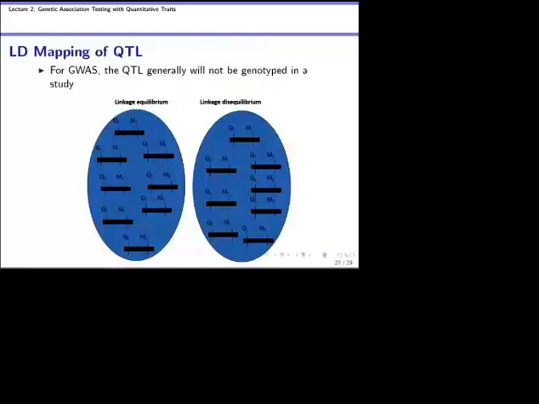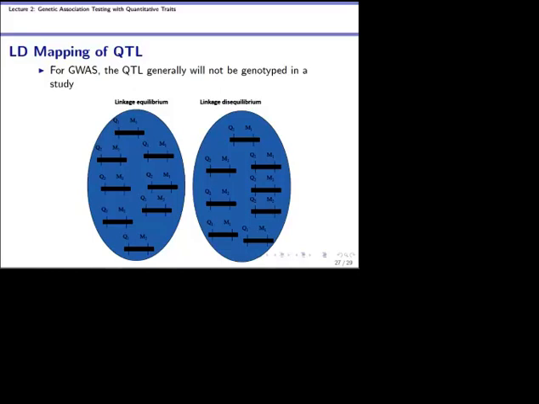Okay, so to finish up, for GWAS, the QTL gene will not be genotyped in a study, right? So I gave you power when you're actually at the QTL. But in general you're not going to be at the QTL. You're going to be at a genetic marker, and your hope is that the marker that you type is in LD or is tagging the true QTL. So very rarely you're going to have the genotype at the causal variant.